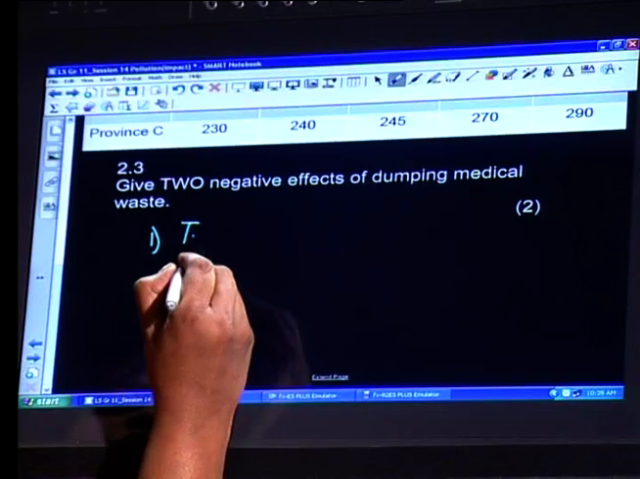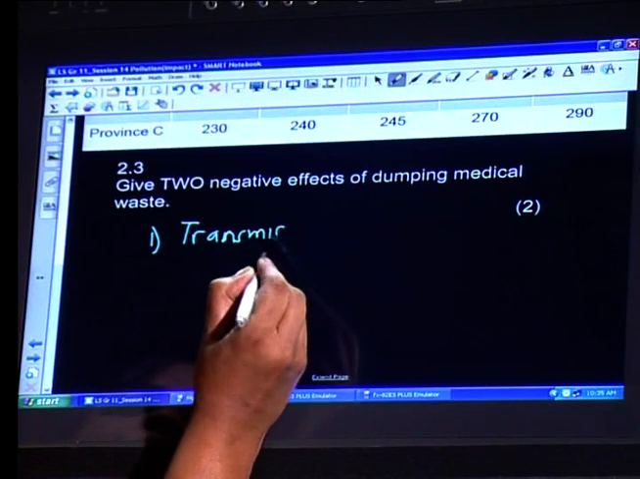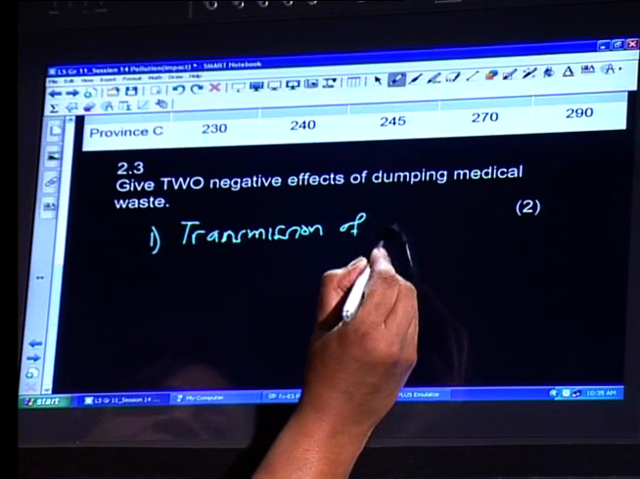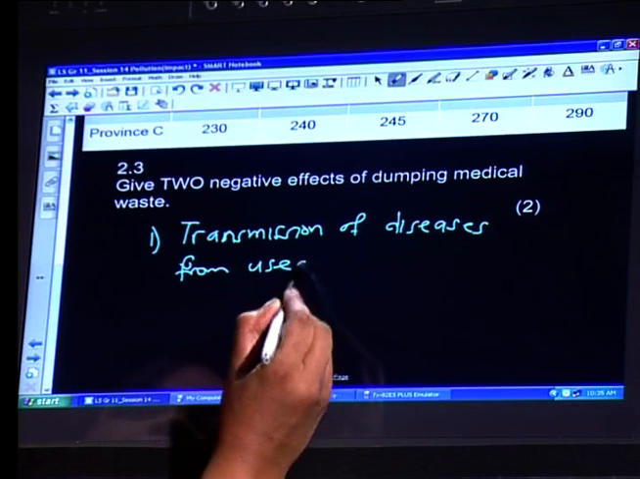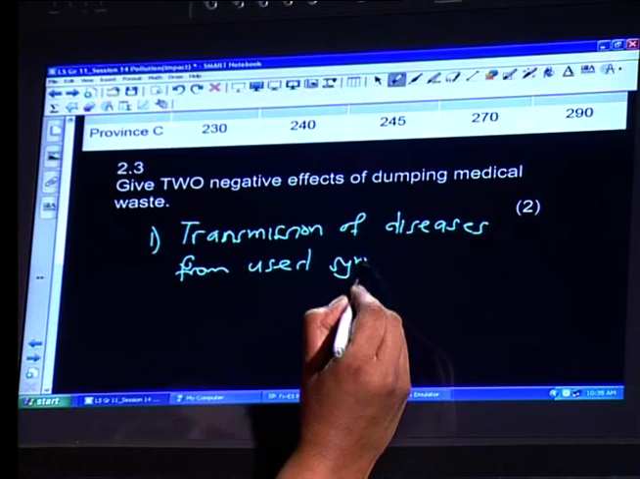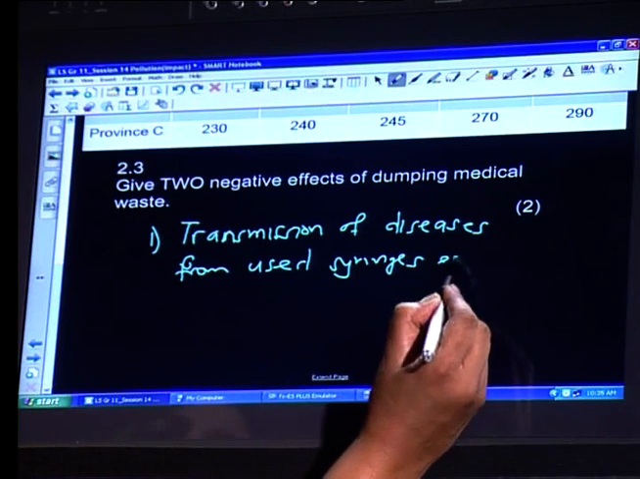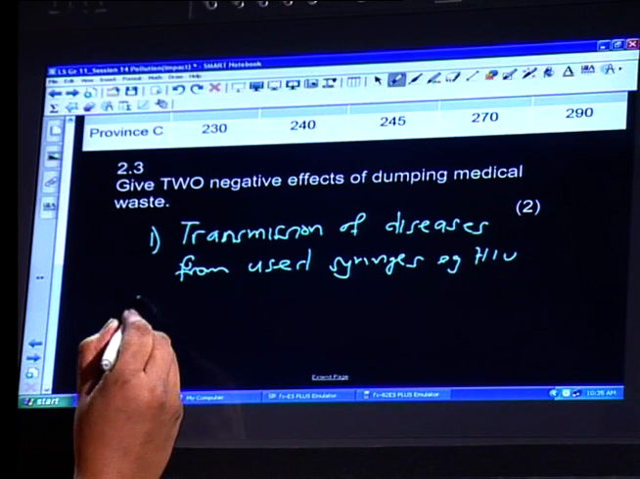So it is the transmission of diseases from used syringes. That is those injections, used syringes. Right, transmission of diseases, example, HIV. Number 2, you find normally medical waste that is dumped is normally incinerated. And we said these are the huge oven-like furnaces which burn down the medical waste. And as they burn in that closed cylinder, toxic fumes are released. So there's an inhalation of toxic fumes that come from the incineration of medical waste.